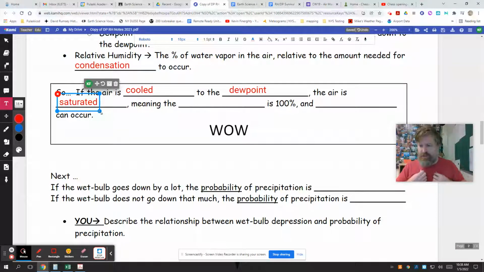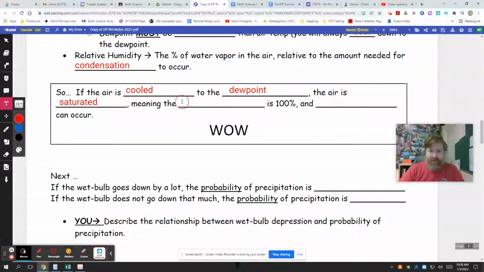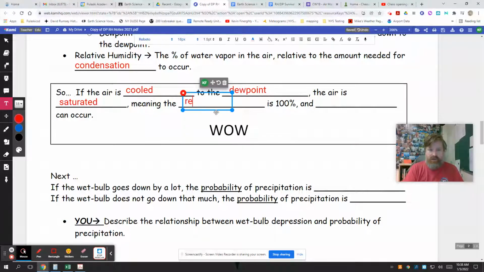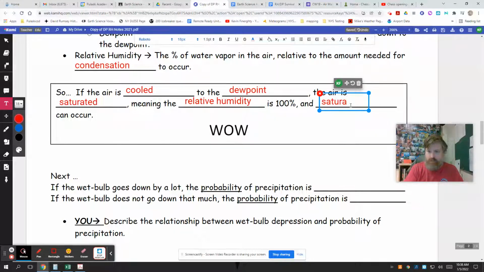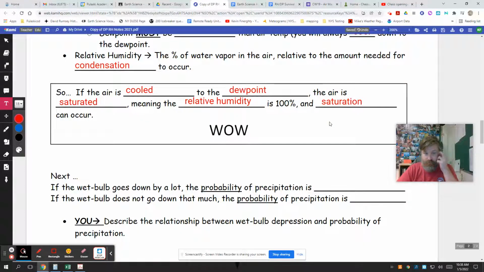If I went out in the rain with this shirt and came back in and it was completely sopping wet, every little bit of porosity in the shirt filled with liquid water, I would say this shirt is saturated, totally filled. What that means in air is that the relative humidity is 100%, which means that saturation can occur. Cool? If not cool, don't worry.